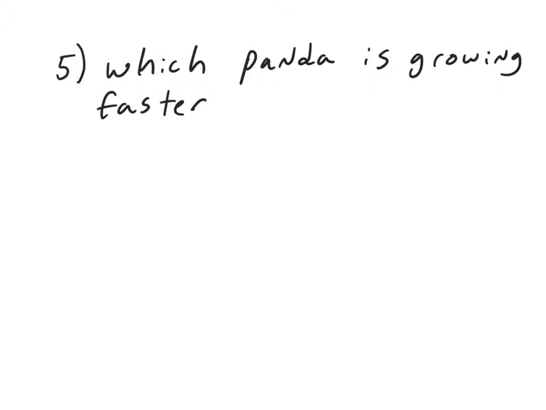On the first one on the table, we're going from week 0 to week 1, it changed by +4. From week 1 to week 2, it's +4. And then from week 2 to week 3, it's +4. So Panda 1, which is Moki, is changing by +4 each week.